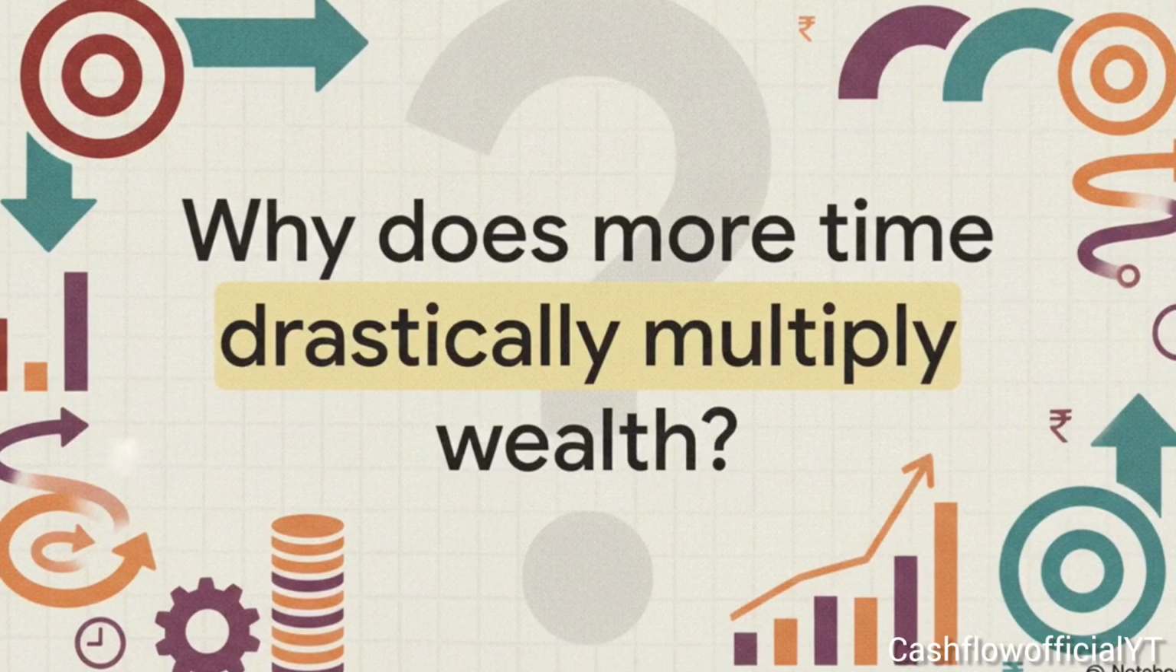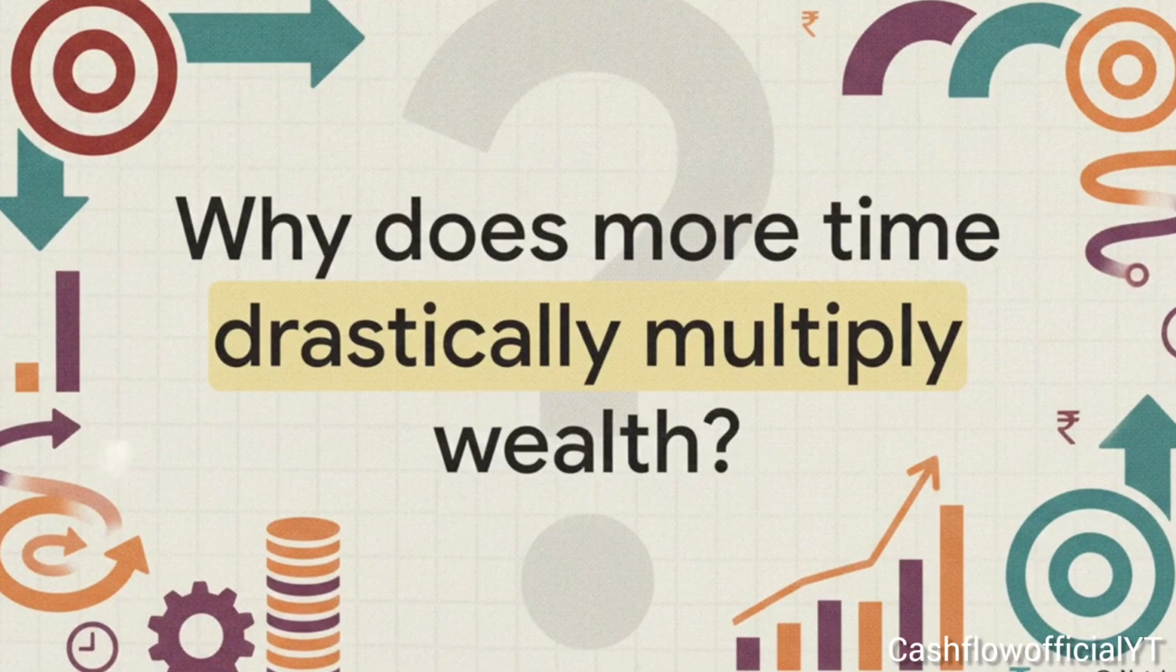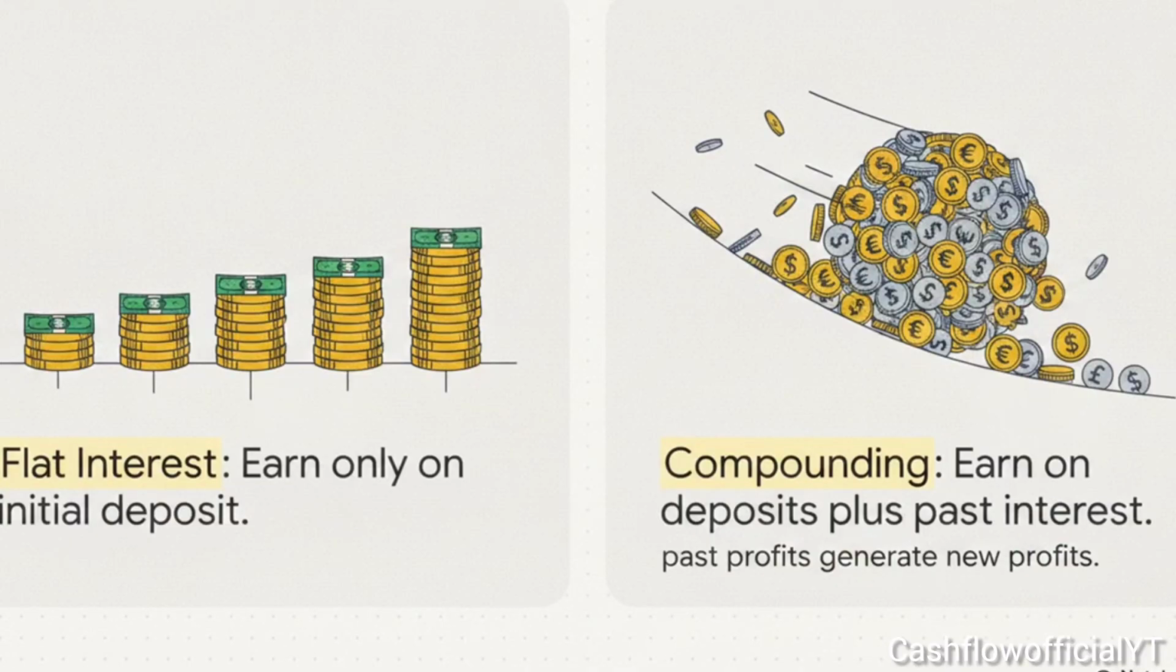So, let me ask you, why? Why does simply doubling the time drastically multiply your final wealth in such an extreme way? Like, what is the mathematical engine actually driving this massive leap from 14 lakh rupees all the way to 76 lakh rupees? Well, the engine here is compounding interest.